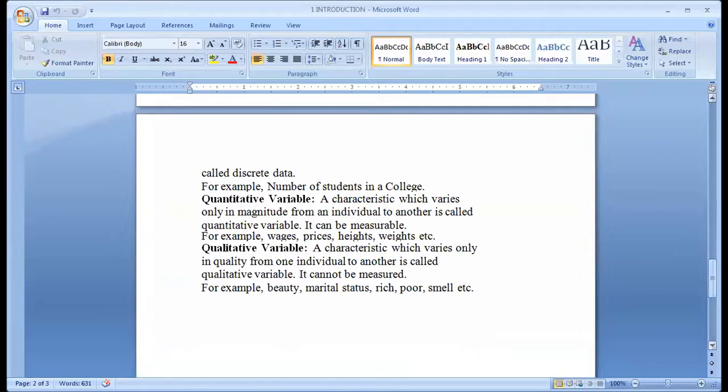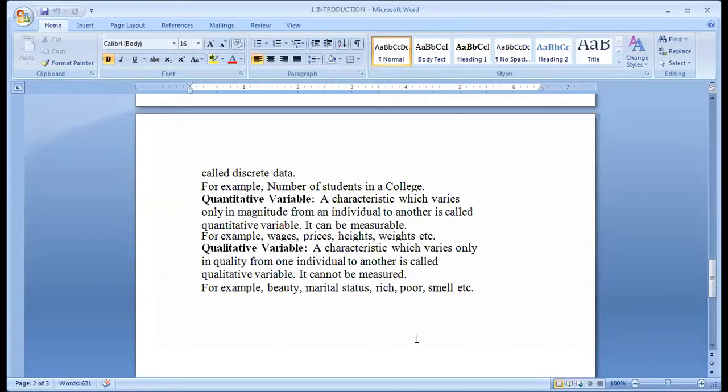Is that clear? Difference between discrete variable and continuous variable? Yes, sir. Anybody has doubt in this? You have to ask me if you don't understand. Okay.